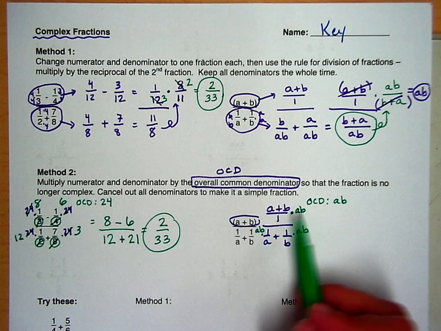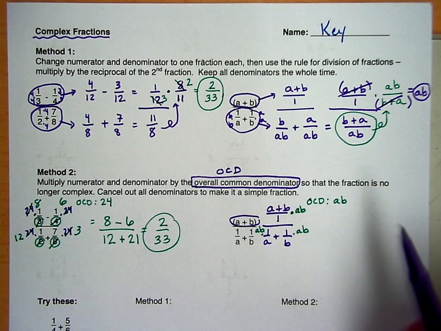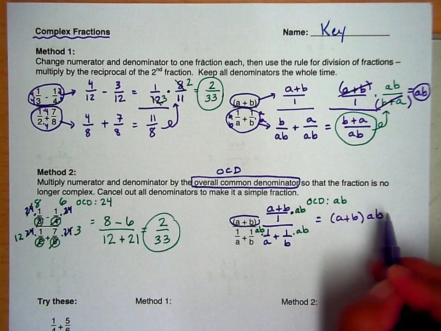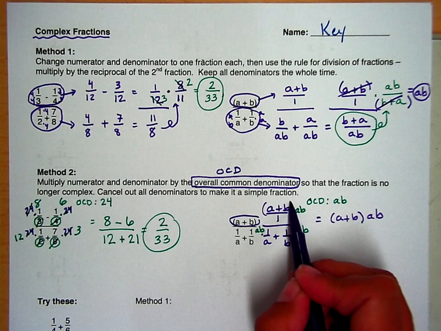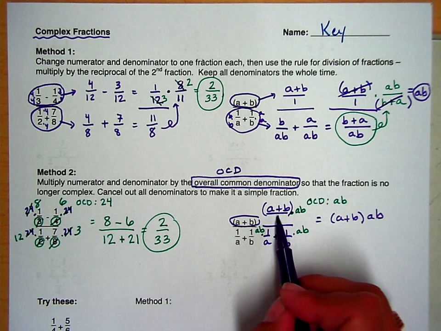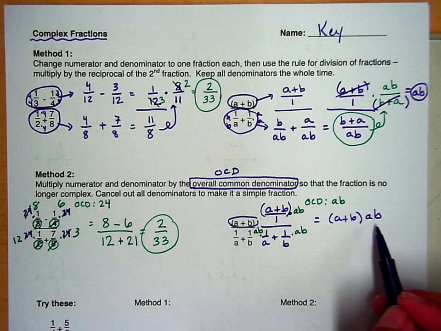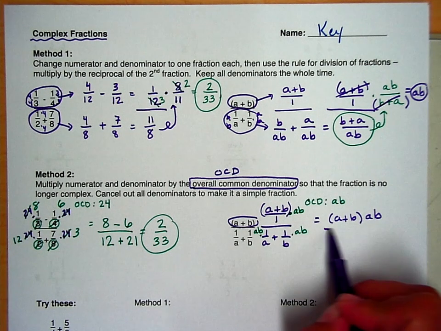Okay. Up here, when I multiply by AB, nothing happens. It just stays there on the top. So I have A plus B times AB. This is all together because it's together in that one fraction. Times AB, the 1 in the denominator doesn't do anything. So that's my big numerator now.